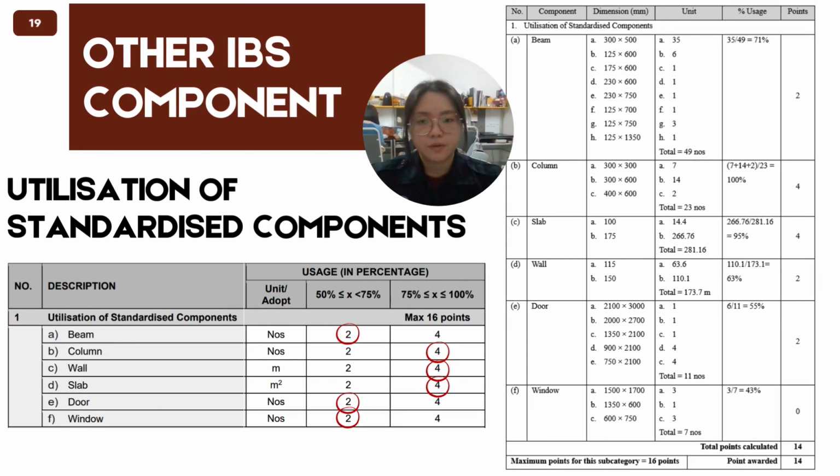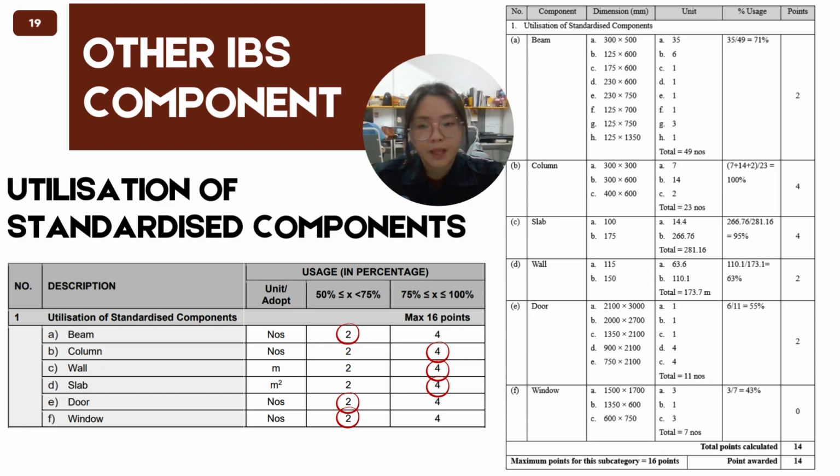This category includes non-structural IBS components and standardized systems. The first one is utilization of standardized components. In the IBS score calculations for this part, the first component is beam. There are 8 dimensions of beam in this project, and out of 49, 35 of them are using a standardized dimension, which is 300 times 500 millimeters.